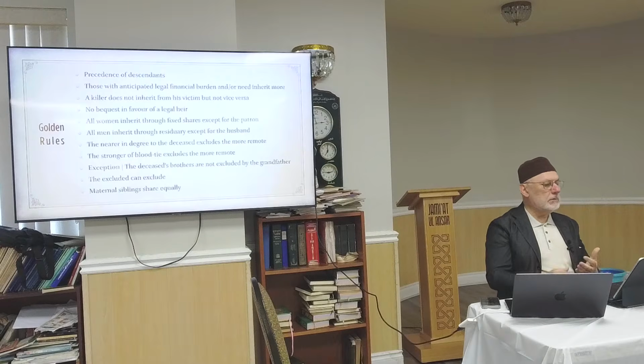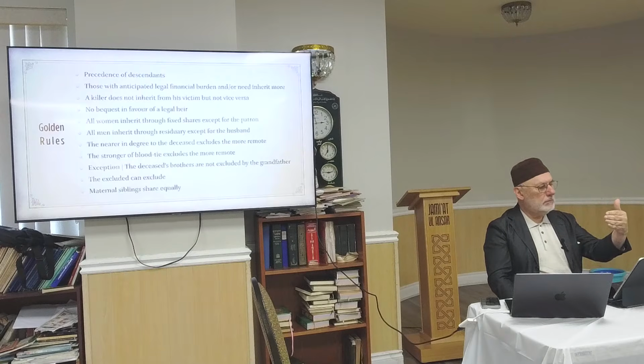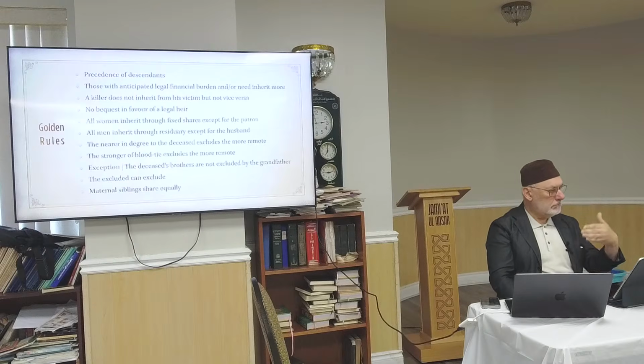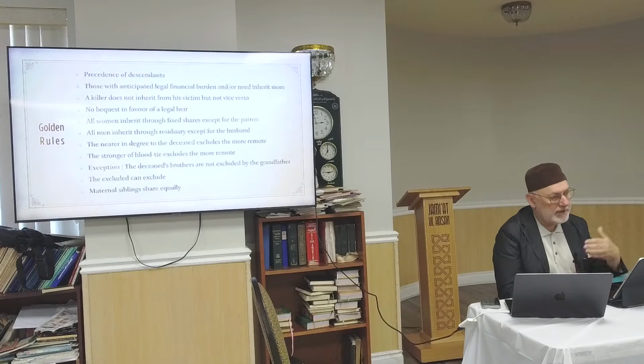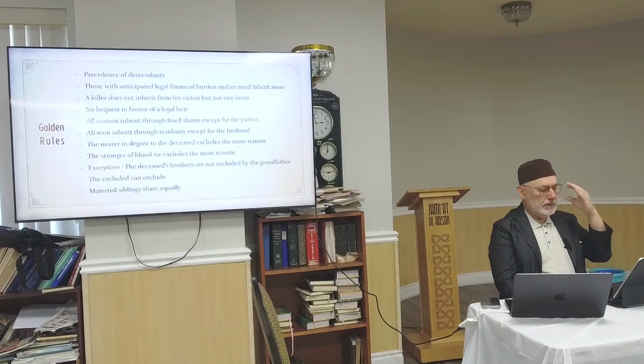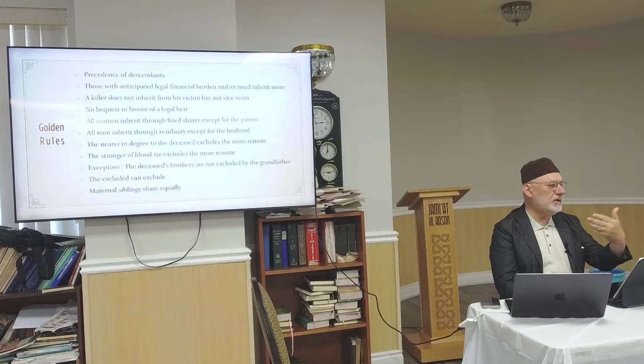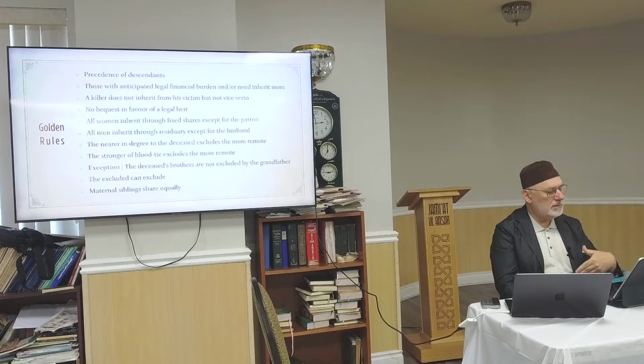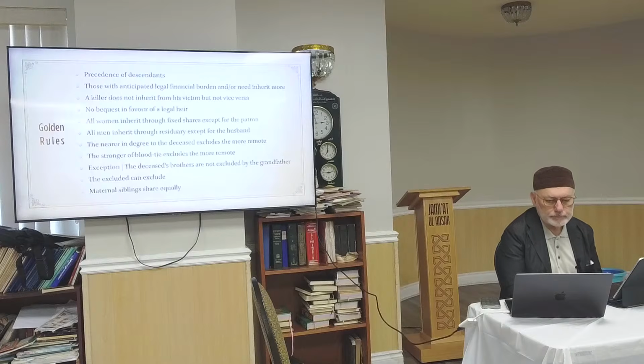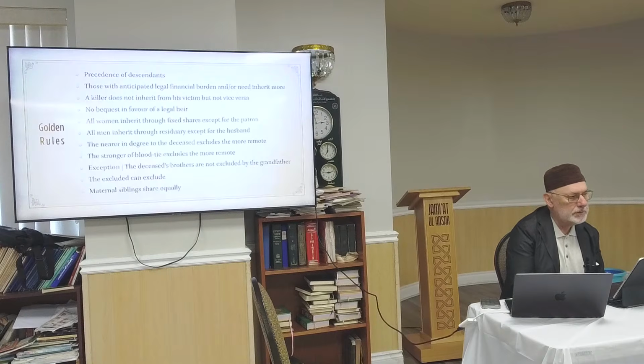Same thing with children. The child maybe has another child, so you have grandchildren. The sons exclude their own children. So they receive the inheritance first because they have to spend it on their children, and when they die, their children will receive the inheritance. There's an exception here: the deceased's brothers are not excluded by the grandfather.